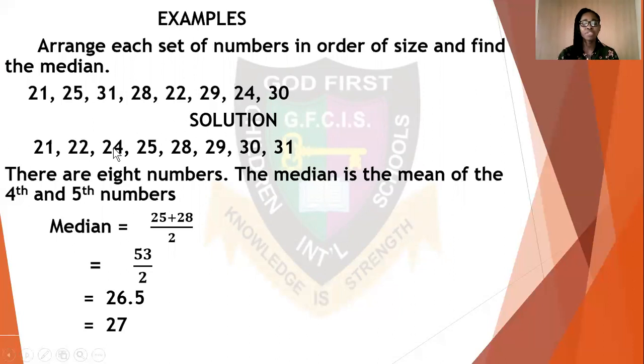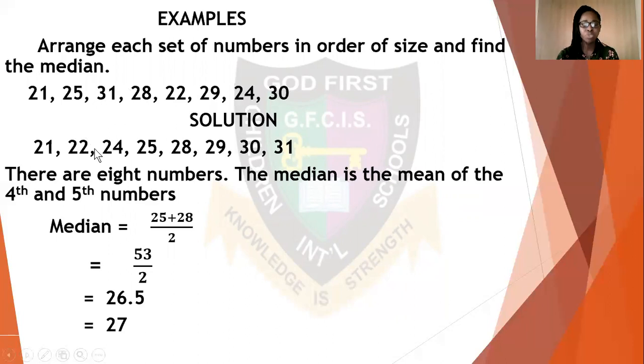Solution. We arrange from the lowest to the highest. From the lowest to the highest, we have 21 as the least value, followed by 22, 24, 25, 28, 29, 30, and 31. For us to find the middle number, we have to count from the back and also from the front. From the front, 21 is the first number. From the back, 31 is the first number.